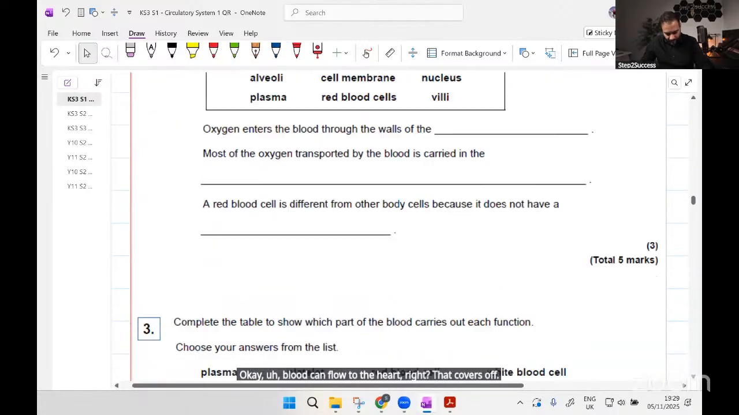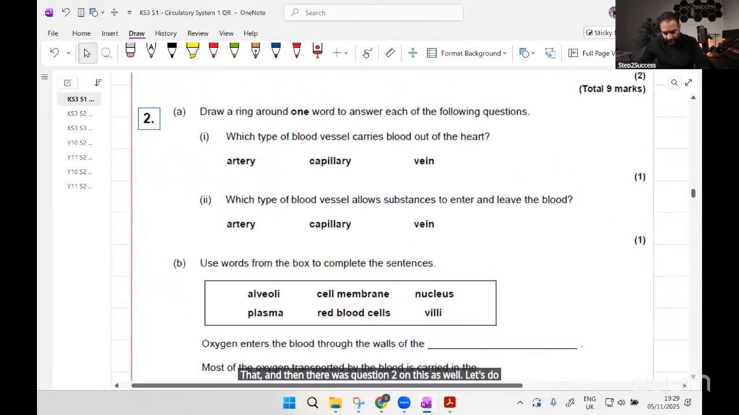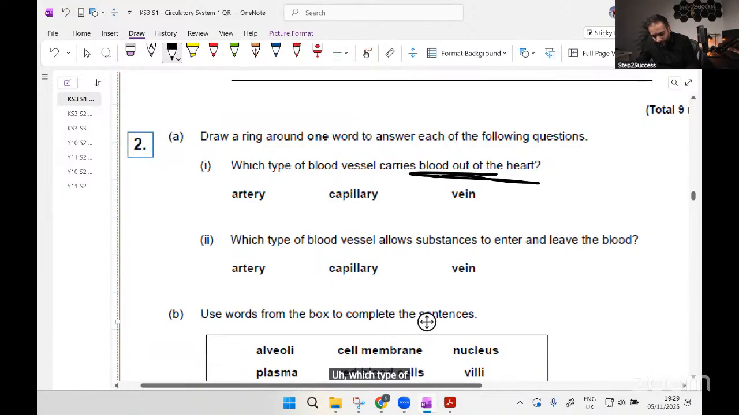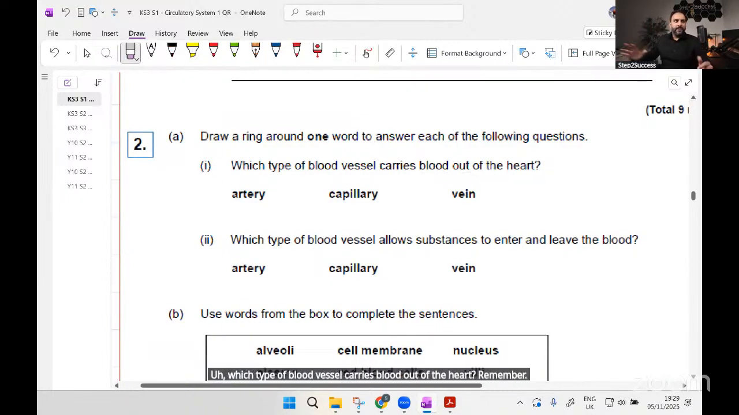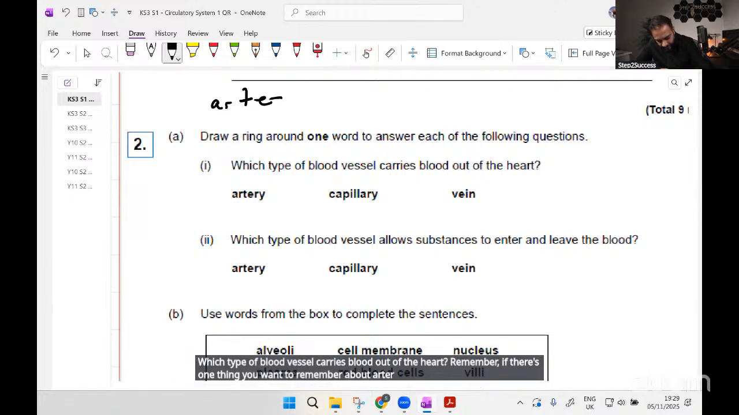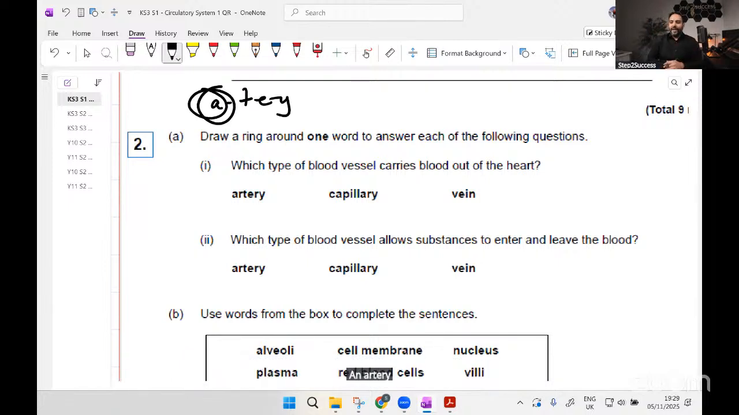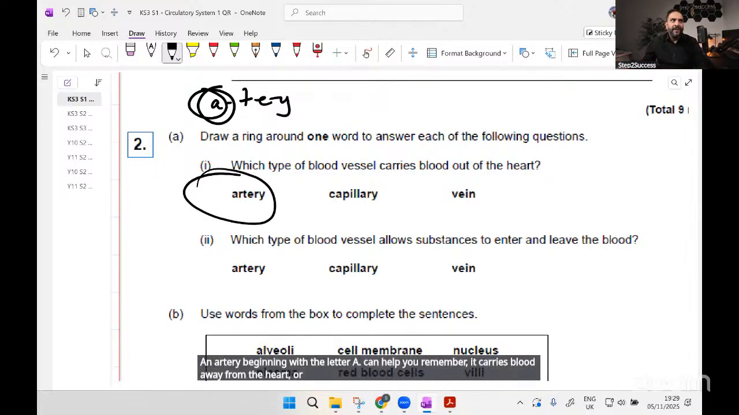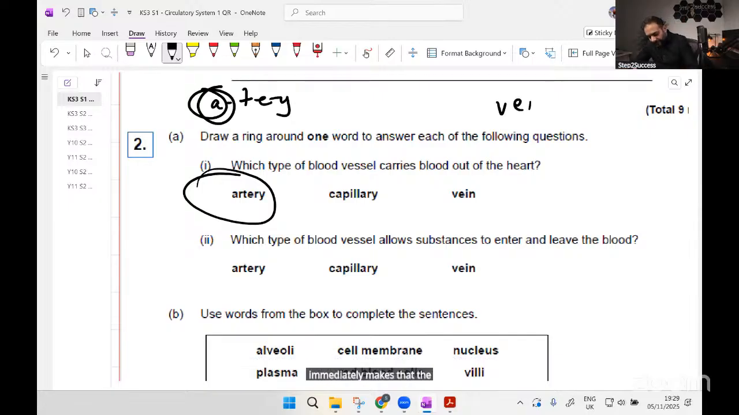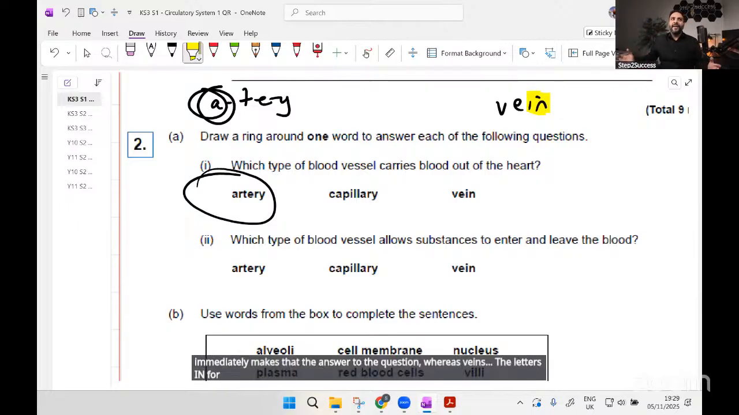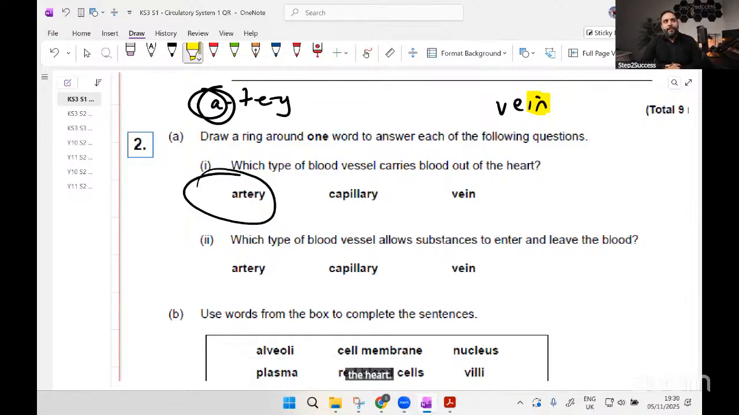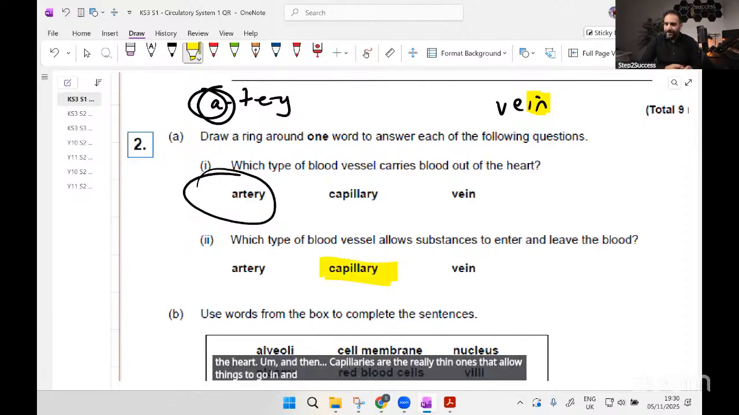And then there was question two on this as well. Let's do this quite fast. Which type of blood vessel carries blood out of the heart? Remember, if there's one thing you want to remember about arteries, veins, and capillaries, it makes it really easy. An artery beginning with the letter A can help you remember it carries blood away from the heart or out of the heart, which immediately makes that the answer to the question. Whereas veins have the letters IN for in. What do you think they do? They carry blood in or towards the heart. And then capillaries are the really thin ones that allow things to go in and out of the blood. So that is the answer to that subsequent question.